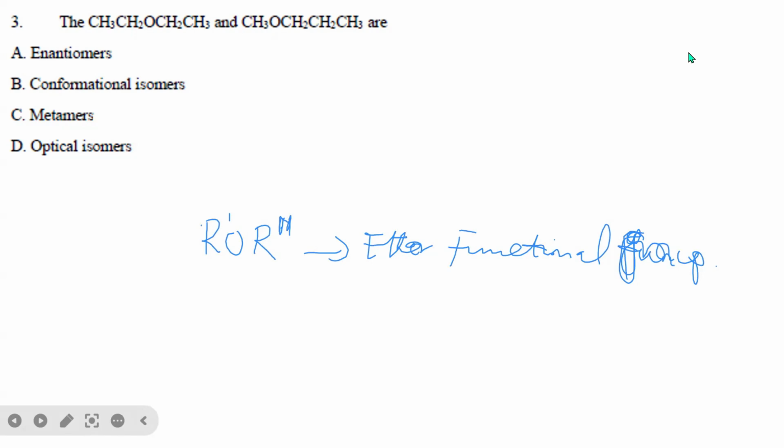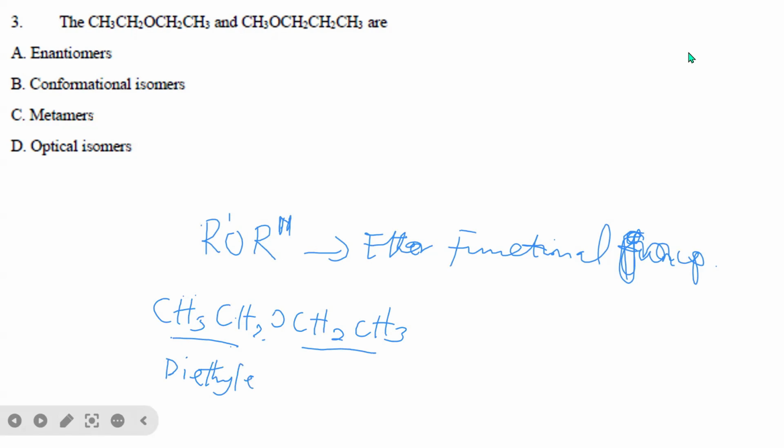So now let's look at this compound. You see the first one here is CH3, CH2, O, CH2, CH3. So this is an alkyl group and this is an alkyl group. This is called diethyl ether because we have ethyl here and we have ethyl here. That is how to name ether: diethyl, you start with this and this. Because they are both ethyl, that is why it's called diethyl ether.